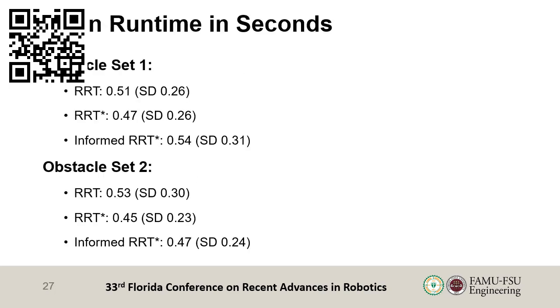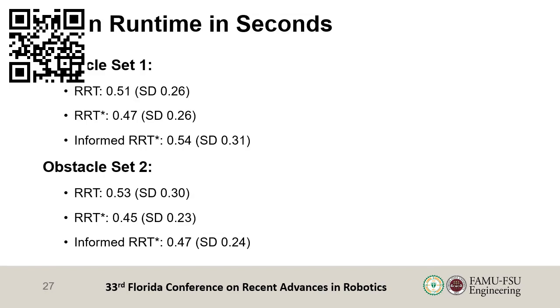For the first obstacle set, the runtimes for the RRT, RRT star, and Informed RRT star algorithms were 0.51 seconds, 0.47 seconds, and 0.54 seconds, with standard deviations of 0.26 seconds, 0.26 seconds, and 0.31 seconds respectively.